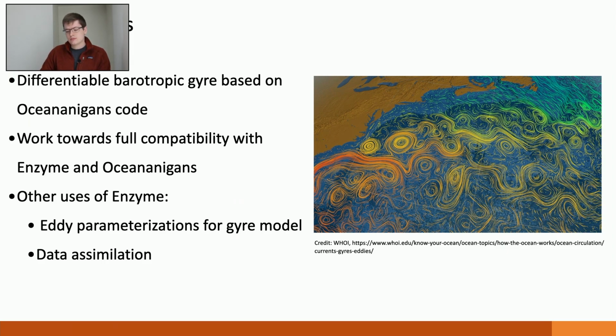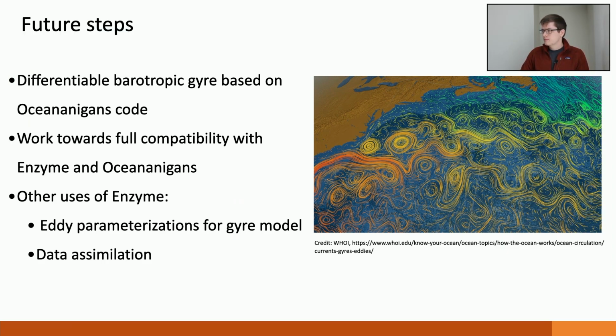As far as future steps go, there are basically two main thrusts to the ocean model component: continuing to build up this smaller barotropic gyre model as a way to get a currently working use case for Oceananigans, and also working on compatibility between Enzyme and Oceananigans itself. And then, of course, as Patrick touched on, there are other uses for Enzyme within ocean modeling, such as data assimilation, potentially creating a machine learning surrogate, and things like that.